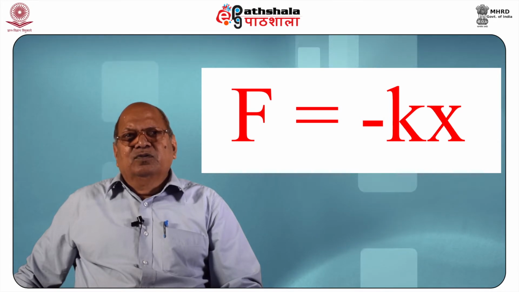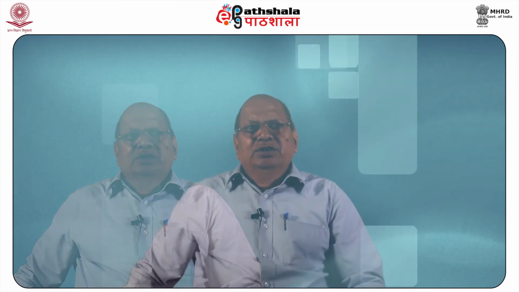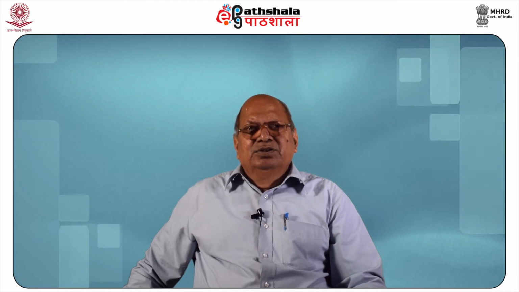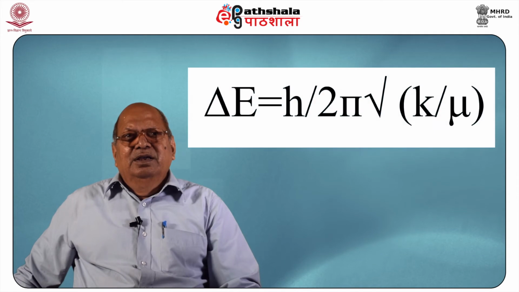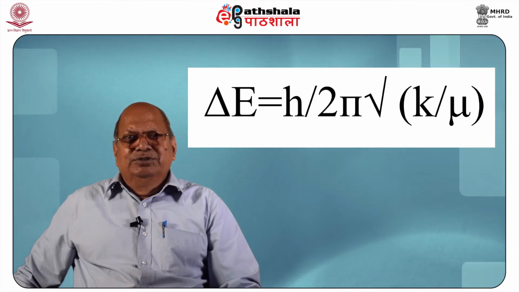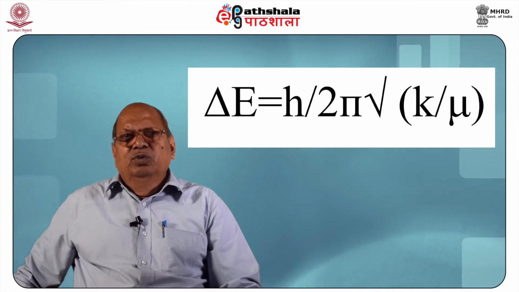K is the restoring force or force constant, which describes the stiffness of the spring. The negative sign means restoring force. A diatomic system A, B may be treated in a similar manner. The restoring force that acts on two atomic masses is related by delta E equal to h upon 2 pi under root k upon mu, where delta E is the energy difference between the ground vibrational quantum state and the first excited vibrational quantum state, that is E nu 0 to E nu plus 1.